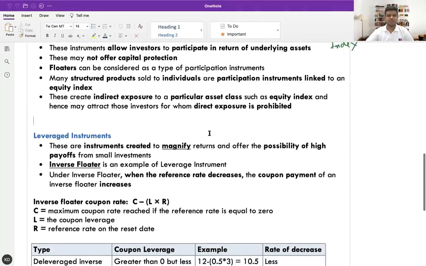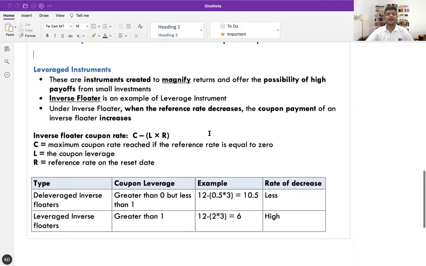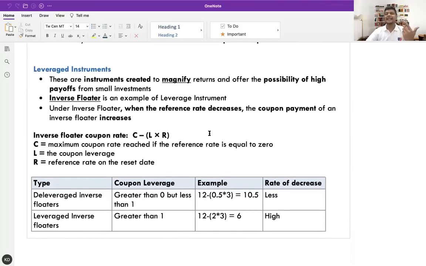Interesting, right? Participation instruments. Now, ideally, a floating rate bond will give you more coupon when the rates increase, right? But opposite to that, someone who believes that the rates will go down goes for an inverse floater. What is an inverse floater? An inverse floater will pay you when the interest rates go down, right? These are instruments created for that.